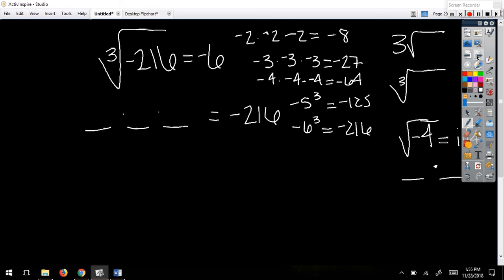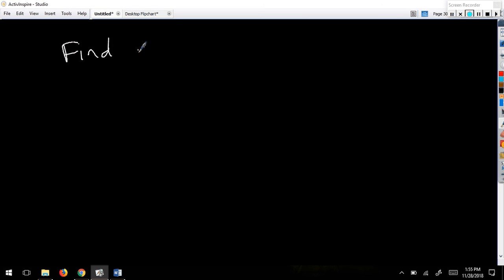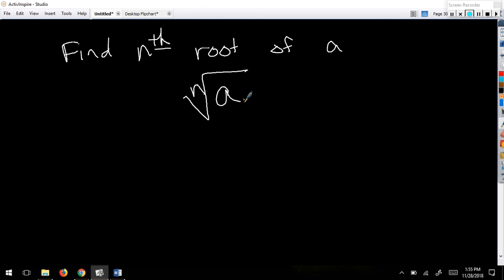All right, so the way your book is going to set up some of these problems is it's going to tell you to find the nth root of A. They're going to give you a value for n, they're going to give you a value for A, and you have to find what it equals. So, for example, let's say I asked you to find the nth root of A if n equals 5 and A equals negative 32.